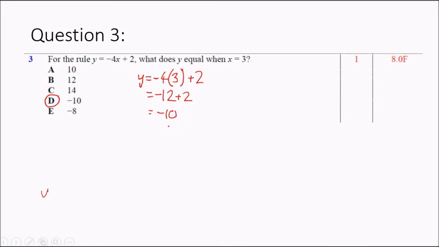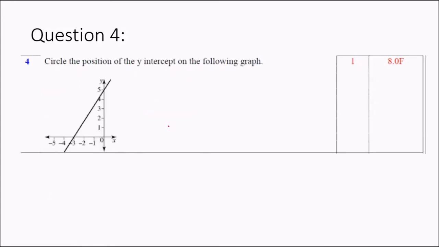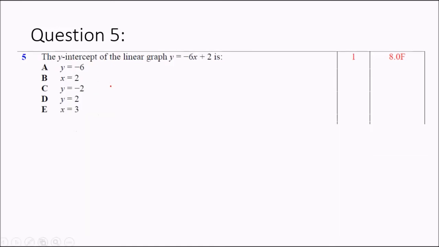Okay, moving on to the next question. Circle the position of the y-intercept on the following graph. All we've got to remember here is that the y-intercept is where the line crosses the y-axis. So that was a nice easy one, I hope. There is where that happens.